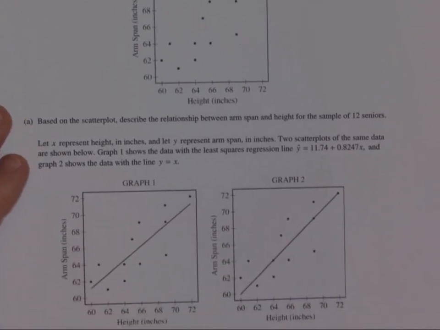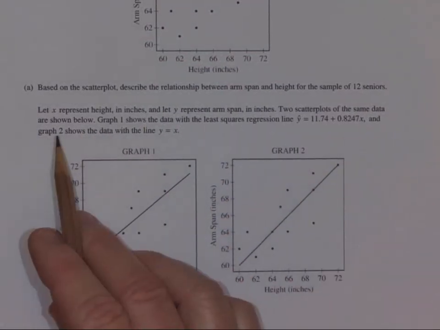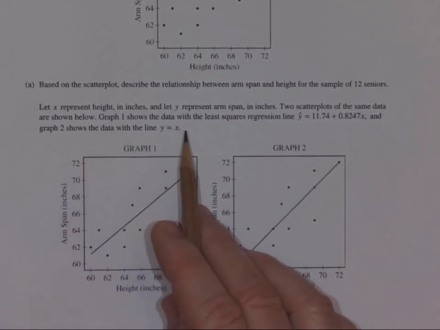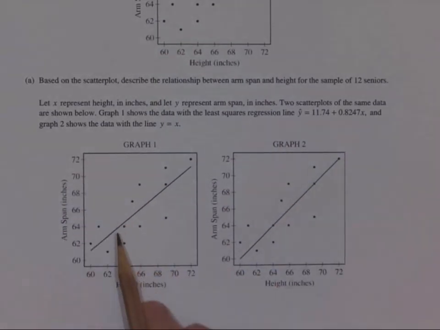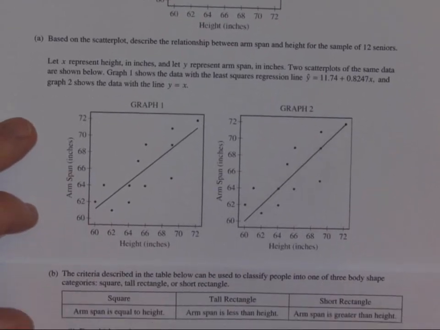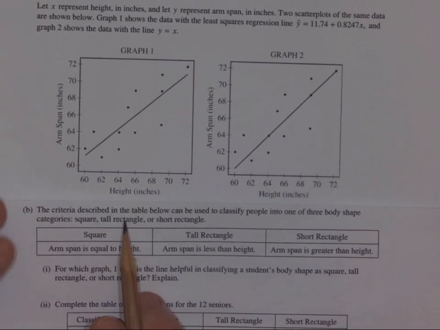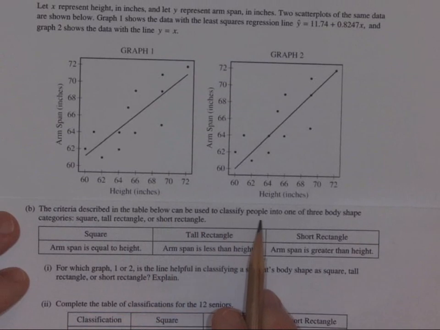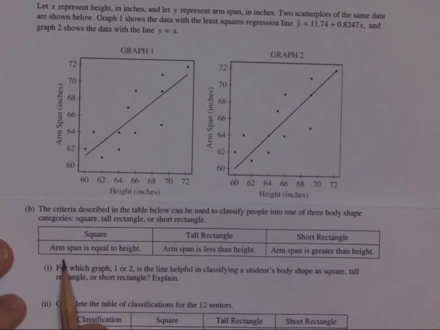Now we'll look at the rest of it. Let x represent the height in inches and let y represent the arm span in inches. Two scatter plots of the same data are shown below. Graph 1 shows the data with the least squares regression line, y hat equals 11.74 plus 0.8247x, and graph 2 shows the data with the line y equals x. The criteria described in the table below can be used to classify people into one of 3 body categories: square, where the arm span is equal to the height; tall rectangle, where the arm span is less than the height; and short rectangle, where the arm span is greater than the height.